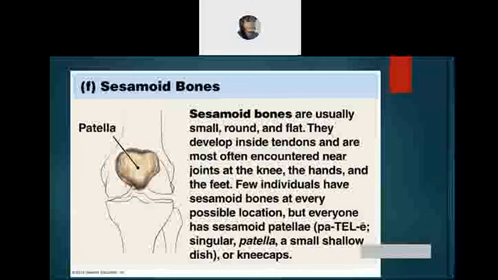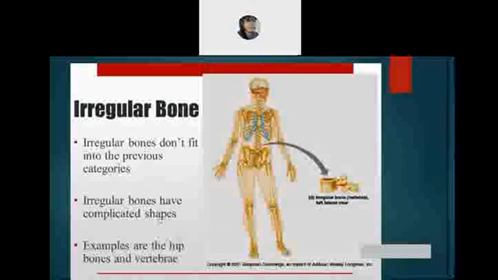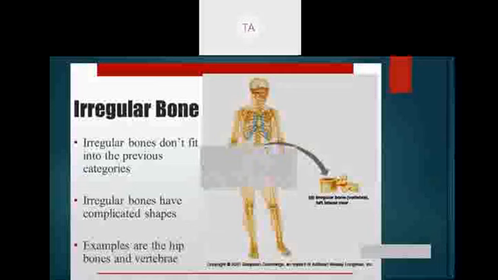Okay, shall we go to the next slide? Irregular bones are the last bones we will discuss for today. Irregular bones don't fit into the previous categories. The previous categories we have already seen are flat bones, short bones, sesamoid bones, and long bones. Okay, we have only 5 minutes now.